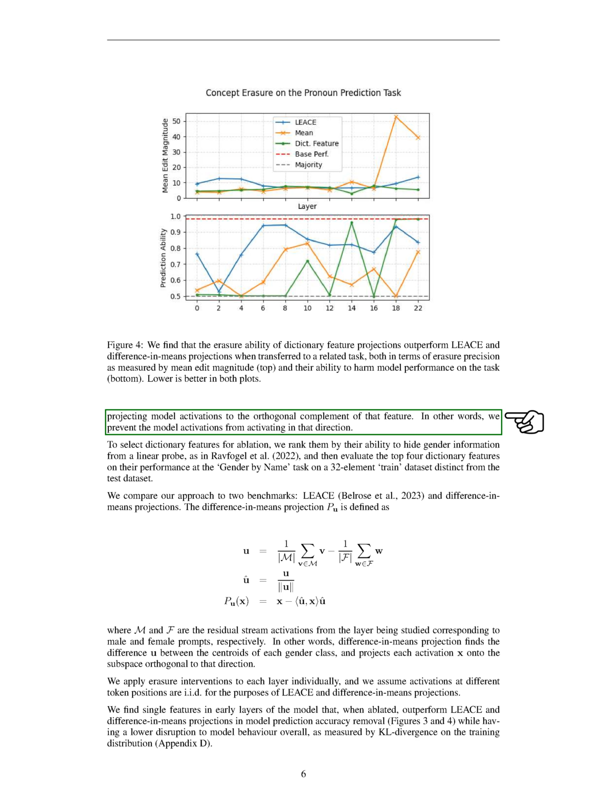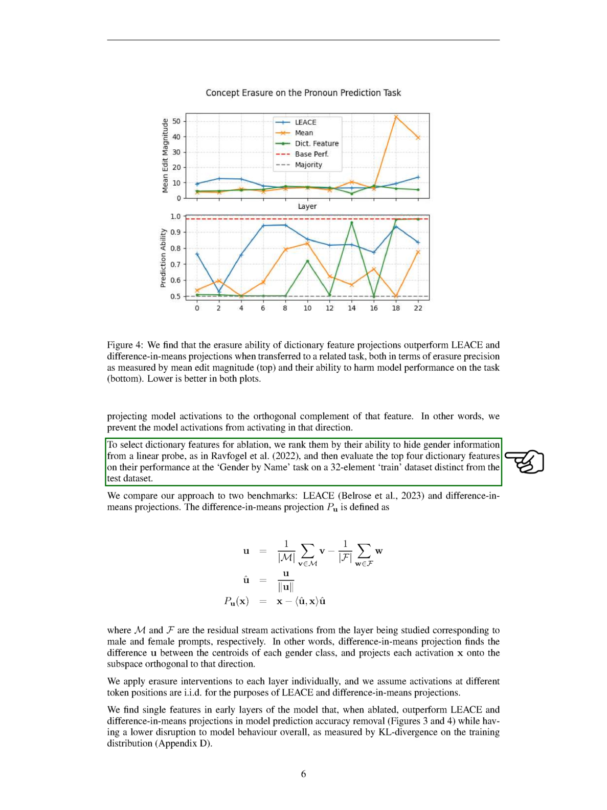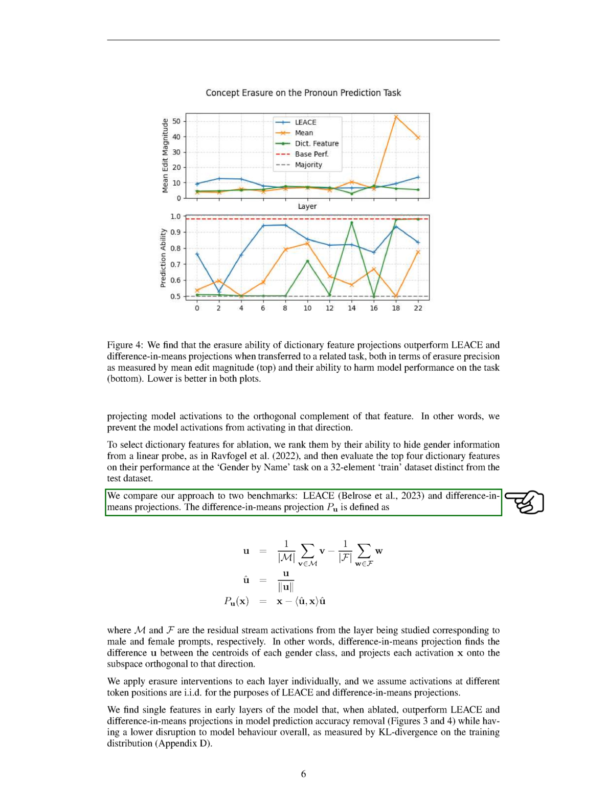In this task, we used a method called full rank ablations to prevent the model activations from activating in a certain direction. We selected dictionary features for ablation based on their ability to hide gender information from a linear probe. We then evaluated the top four dictionary features on their performance at the gender by name task. We compared our approach to two benchmarks, LEACE and difference in means projections.